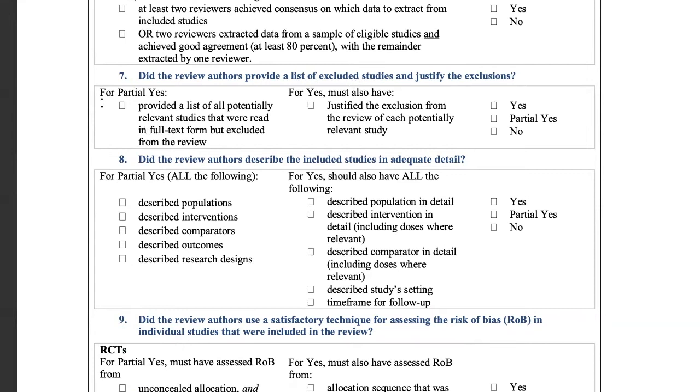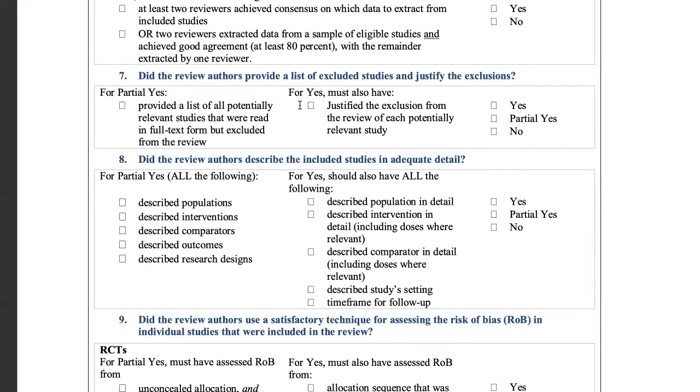So for partial yes, authors need to provide a list of all potentially relevant studies that were read in full text form but excluded from the review. And for yes, they need to justify the exclusion from the review of each potentially relevant study.